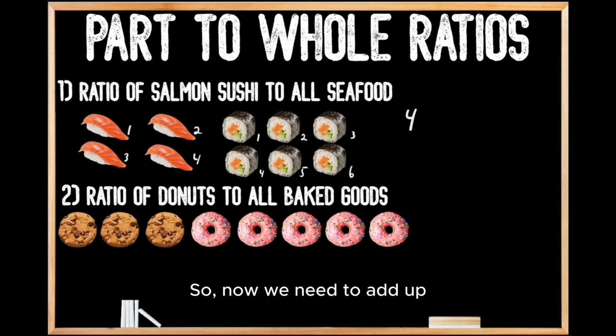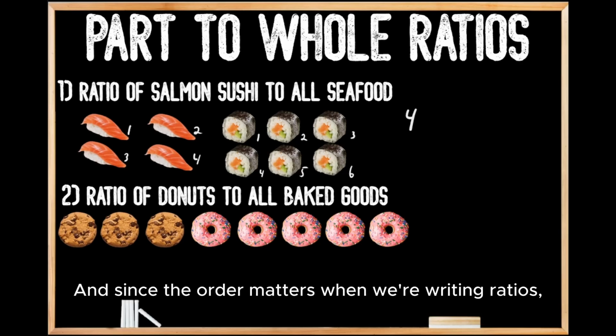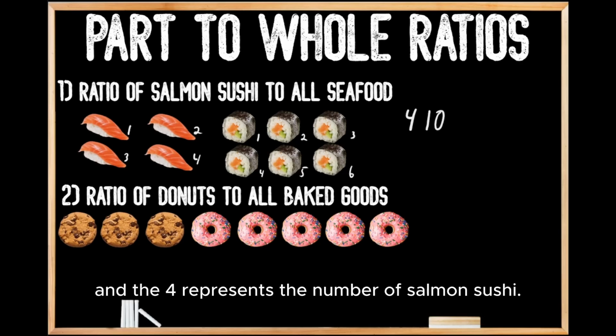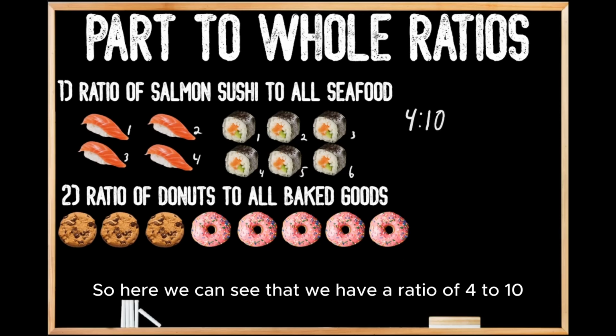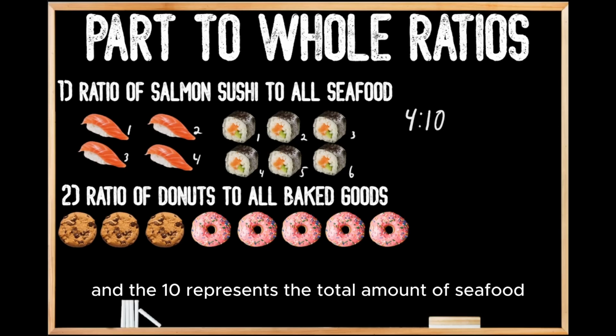So now we need to add up the total amount of seafood that we have. Well, we had 4 pieces of salmon sushi, and then we had 6 pieces of a seafood roll, so that means that we have 10 in total. And since the order matters when we're writing ratios, we need to make sure that our second number in this ratio is 10, because the 10 represents the number of pieces of seafood, and the 4 represents the number of salmon sushi. So here we can see that we have a ratio of 4 to 10.